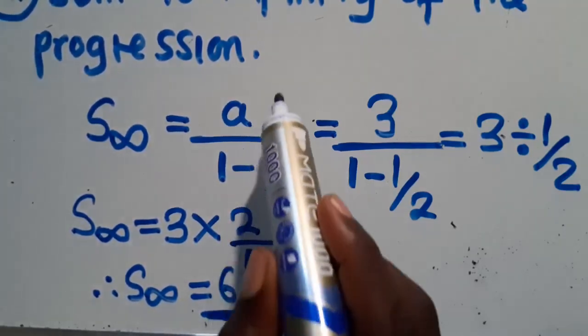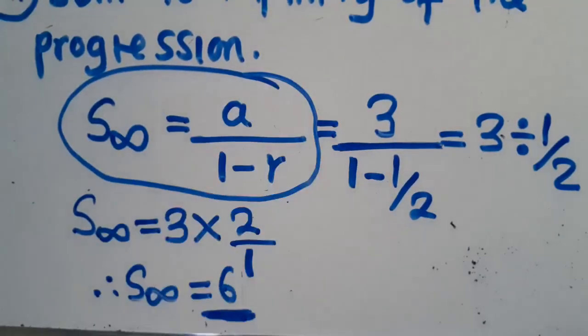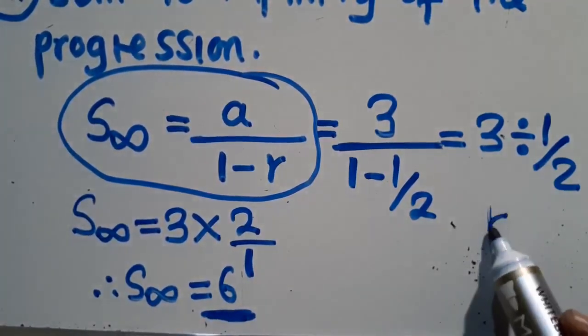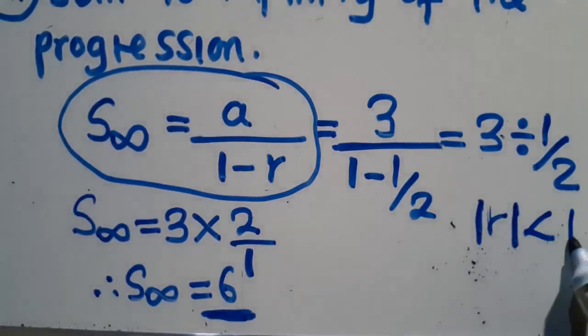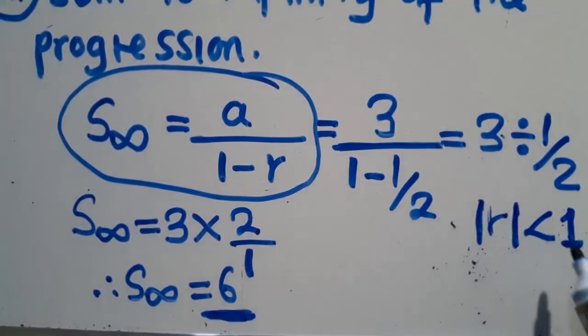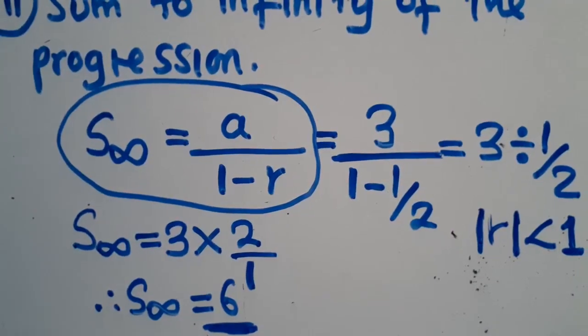So you just need to know and understand this formula. For the sum to infinity, on the common ratio we get the modulus. The modulus of the common ratio should be less than what? 1. So if the common ratio is negative, you get the modulus, meaning that here you put it as a positive. Make sure that you understand this. This is what you need to do.